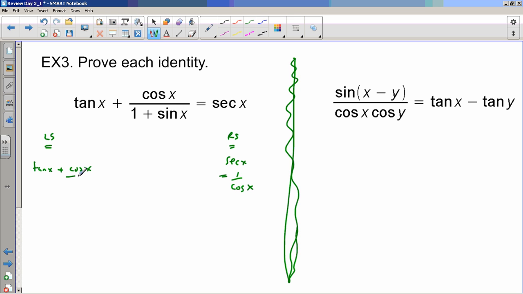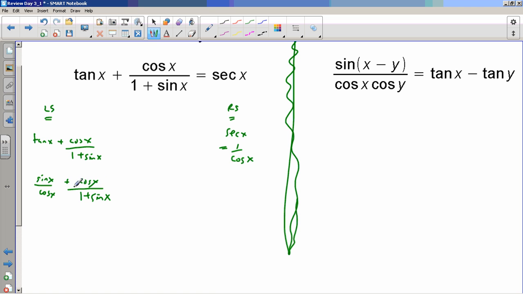Over here, as soon as I see tan x, and it's not squared, if I saw a square I'd be tempted to think of the Pythagorean identities that I know you'll have on your formula sheet, but I'm thinking of that as a fraction. That's sine x over cos x plus cos x over 1 plus sine x. And somehow that's got to simplify to that. Well, I've got two fractions. Get a common denominator. That's what we need to do here.